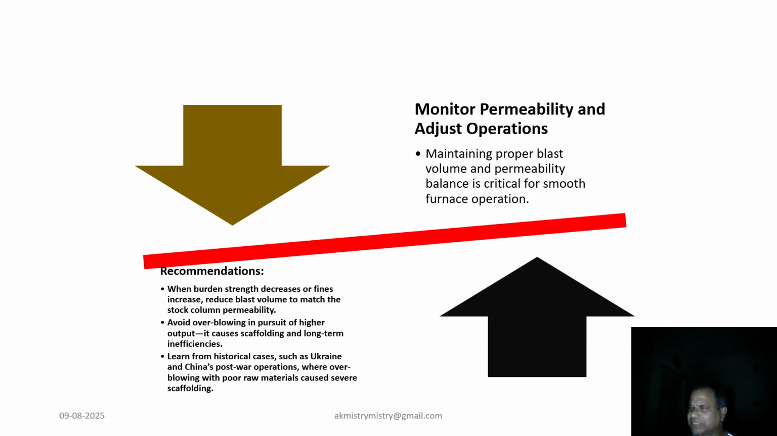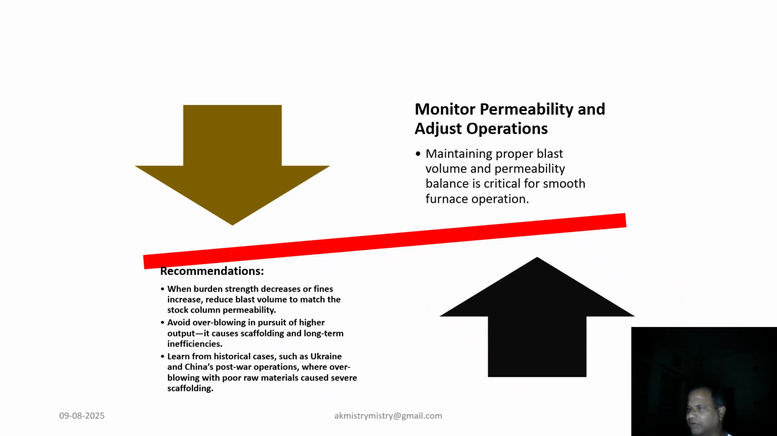Activating hearth condition is another vital area for preventing accretion. A well-maintained hearth is essential because it ensures uniform burden movement and gas flow, which directly helps prevent scaffolding. Here are the key actions. Prevent hearth accumulation by promptly clearing any blockages or debris.